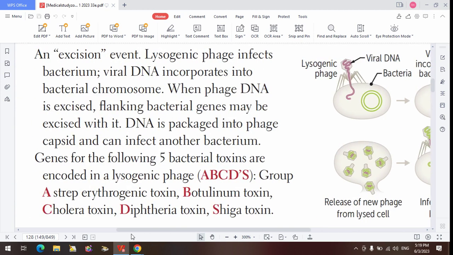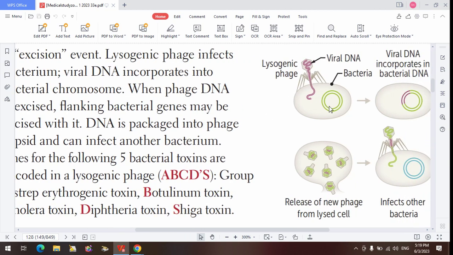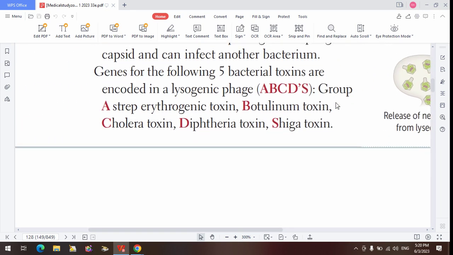And one thing about this is that any one of them that we are looking at that is an exotoxin, the bacterial DNA that it infects is actually a plasmid, not the chromosomal DNA. It has to be plasmid. Once it is an exotoxin, it will be plasmid. The ones that are here, all of them are exotoxins. They are no endotoxins. So cholera, diphtheria, Shigella, botulinum.